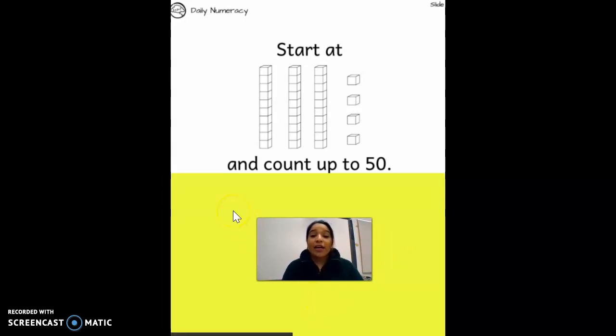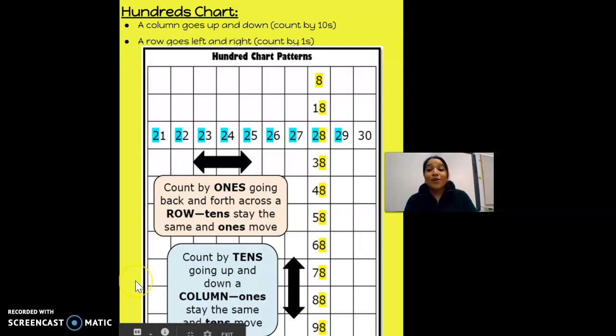Now let's go ahead and look at our hundreds chart and let's go over our rules that we learned yesterday. Here we have our hundreds chart. So the first rule that we said is a column goes up and down. Remember, a column goes up and down. And when we are counting in a column, we are counting by tens.